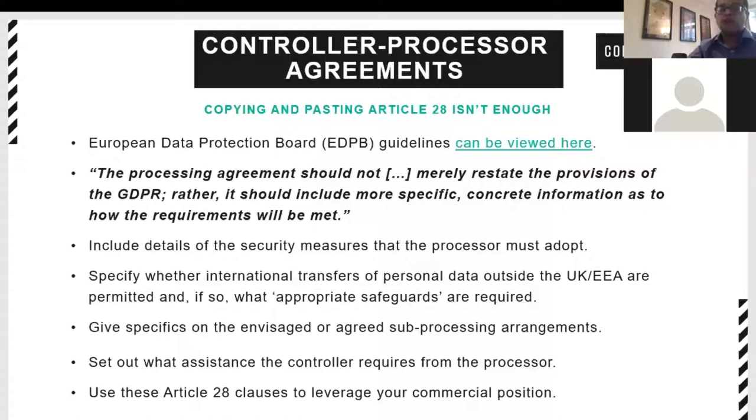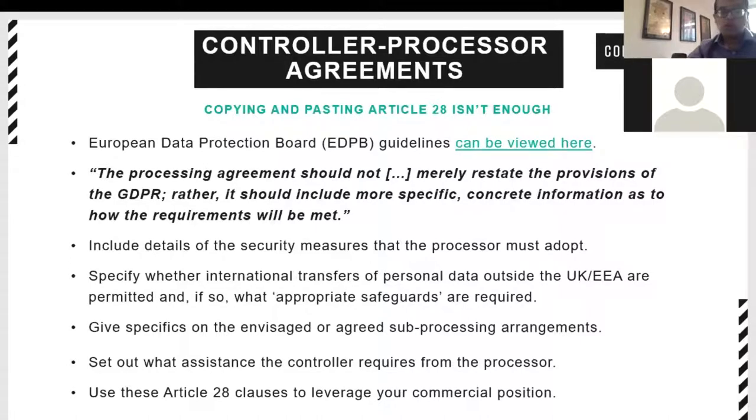So we don't have time to go through every single one of the guidelines, but four key points to note are as follows. Firstly, the agreement should contain details of the security measures the processor is required to adopt, as well as an obligation on the processor to obtain the controller's approval before changing any of those security measures, plus a requirement to review them on a regular basis to ensure they're still appropriate. So one way of doing this might be to append the processor's information security policy, if it has one, to the agreement. Secondly, the agreement should specify whether or not the processor is authorized to transfer personal data outside of the UK or the European Economic Area, or EEA. Those transfers are subject to certain conditions under the GDPR, which we'll discuss in a moment, so they need to be reflected in the agreement.